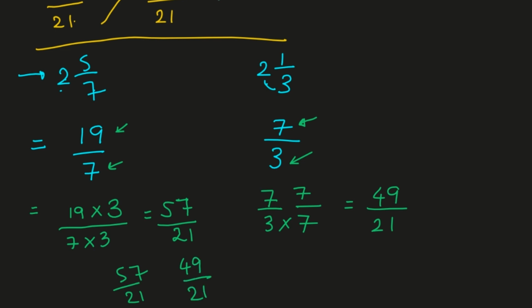So you know that the denominators are equal. Then we are comparing the numerators. So the largest numerator is 57. So we can write this greater than symbol like this. So if it is like this, we can say that 2 and 5 upon 7 is greater than 2 and 1 upon 3.